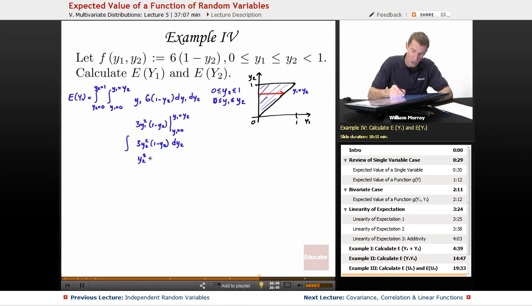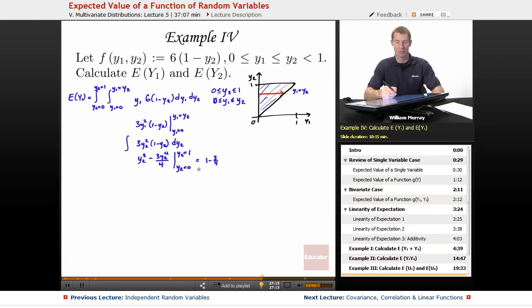That would integrate to 3 times y2 to the 4th over 4. So 3/4 y2 to the 4th. And now I have to evaluate that from y2 equals 0 to y2 equals 1. And so if I plug in 1 to both of those, I get 1 minus 3/4. Plug in y2 equals 0 to both of those, they both drop out, so minus 0. And so that simplifies down to 1 minus 3/4 is 1/4. That's my expected value for y1.